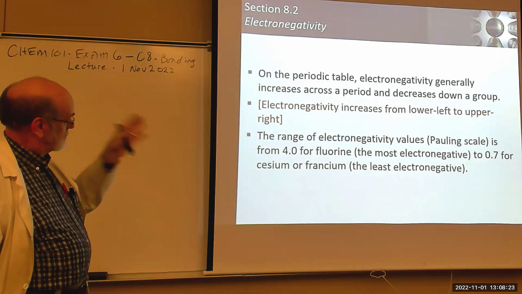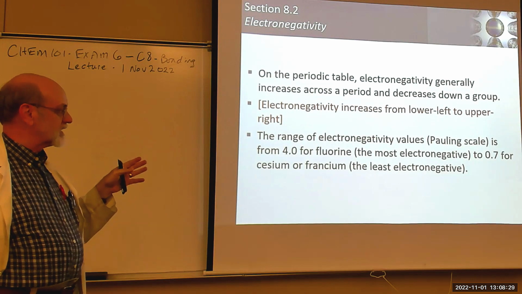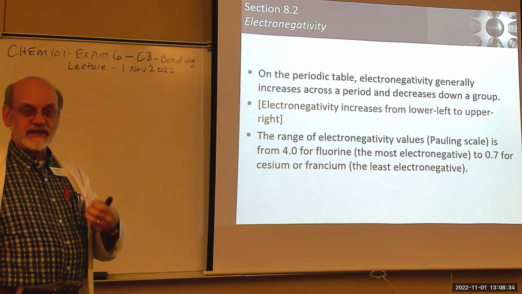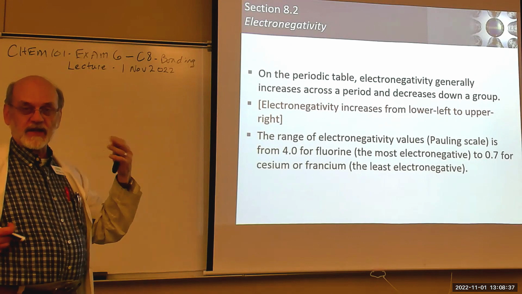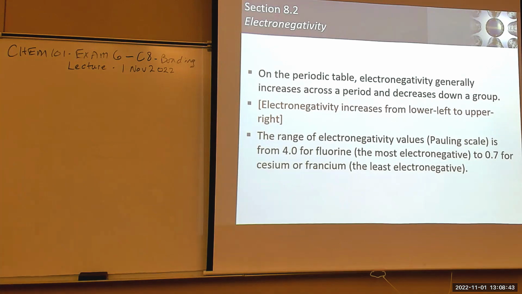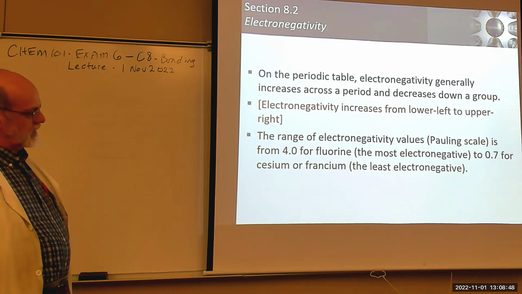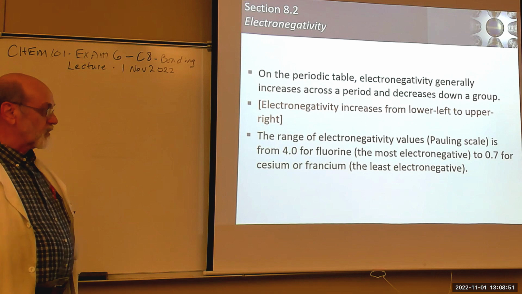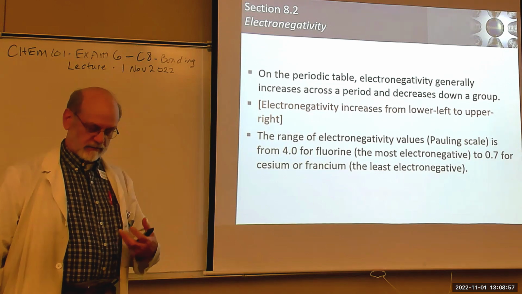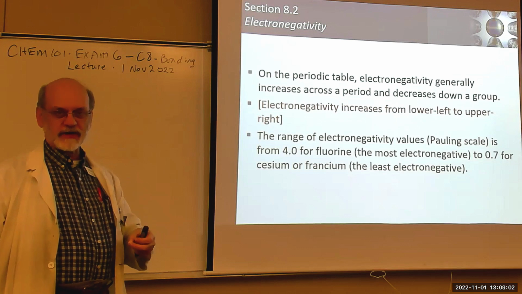And in Linus Pauling's system, the highest electronegativity is an expression of strength of attraction for electrons by fluorine, and that's given the number, based on that calculation, 4.0. And in the lower left-hand corner, down around cesium or francium, they have equal numbers, 0.7. So the metals tend to have a very low electronegativity, and the non-metals have a higher electronegativity.